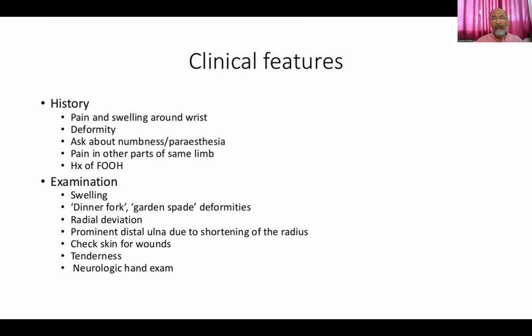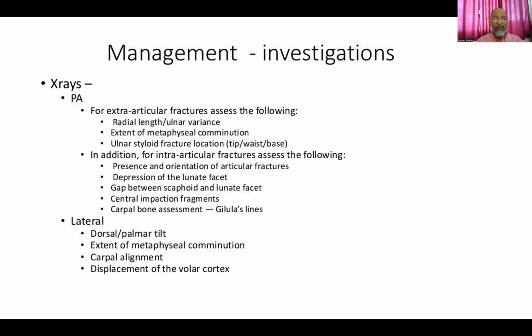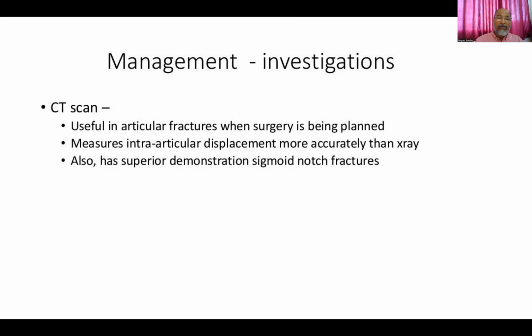Then you have to check for any wound, because of the pointed stone on which the patient has fallen, or because any other object has caused a wound there at the area of the wrist. Then you have tenderness over there on examination. Then the neurological examination will tell you whether there is any nerve or neurological injury. Then we talk of the management and how to investigate the case.